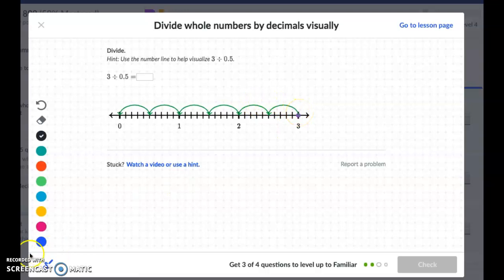So how many sections do we have? 1, 2, 3, 4, 5, 6. So 3 divided into halves would be 6.